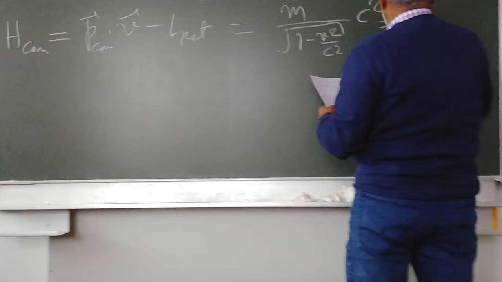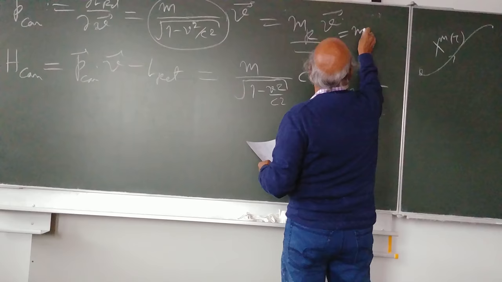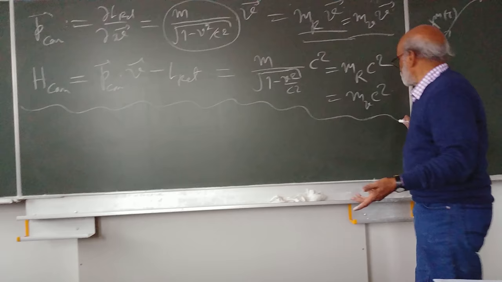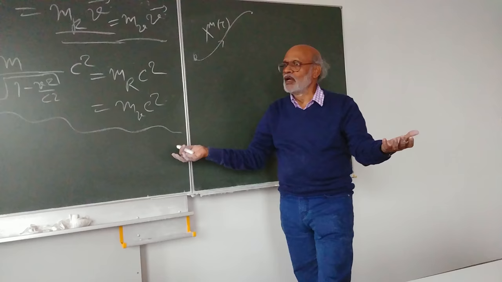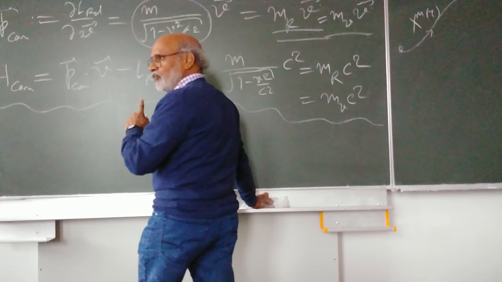Sometimes some books also write it as moving mass times c squared. The same thing is here. This is m_v, moving mass, times velocity. So this is what we have studied in our special theory of relativity, and all these things are found to be consistent with what we have known already earlier. So far everything is fine, and now we could go to the covariant description of this. Okay, so these two points I was going to miss.